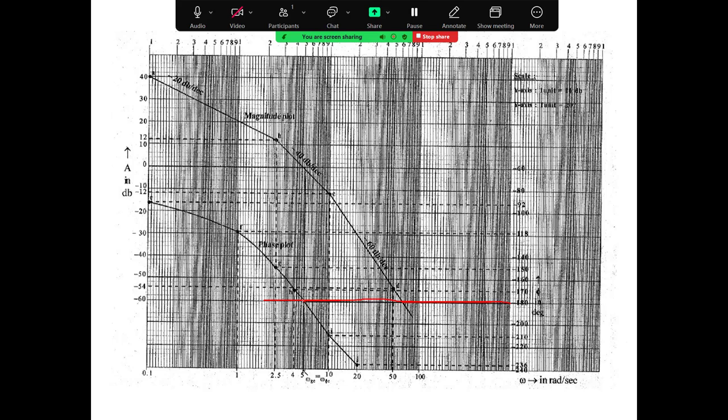At what point will it touch the phase plot? From that point, extend this line again towards the frequency range. So again, what are you getting? At 5 radians per second, the phase value is also minus 180 degrees. That is, omega GC is 5 radians per second and omega PC is also 5 radians per second. That is, the gain crossover frequency value and phase crossover frequency value should be the same.